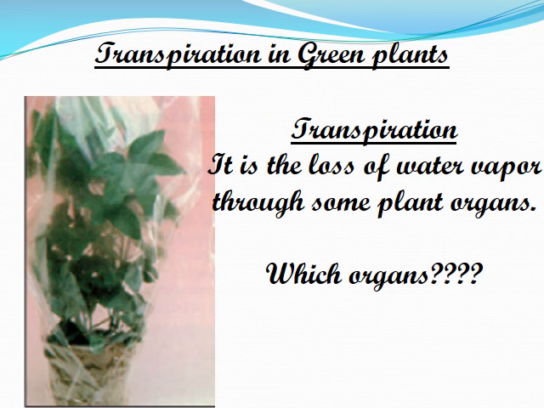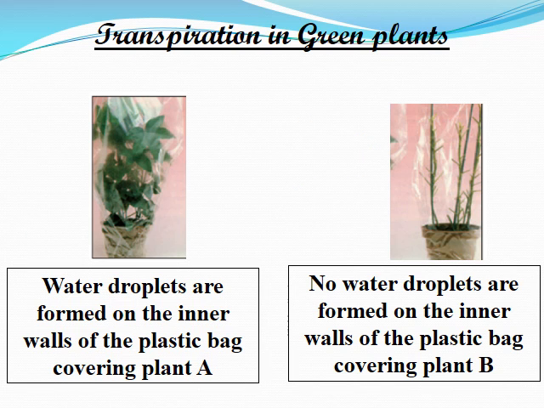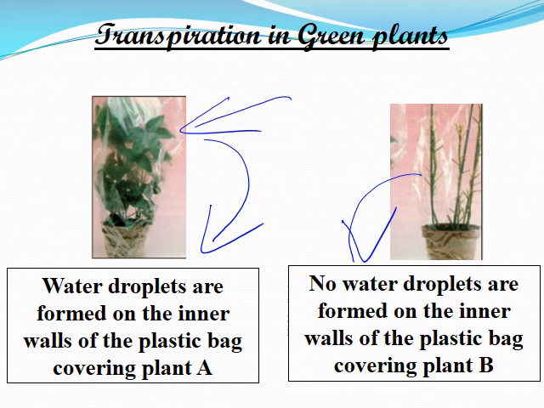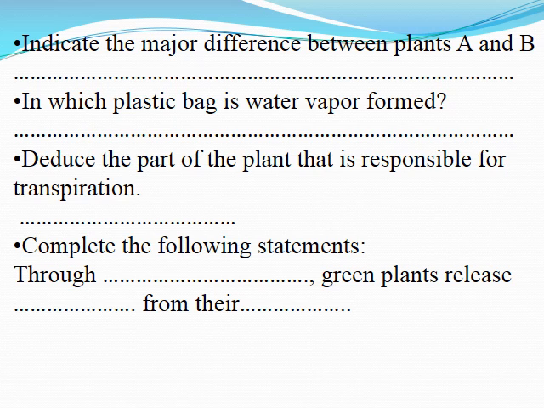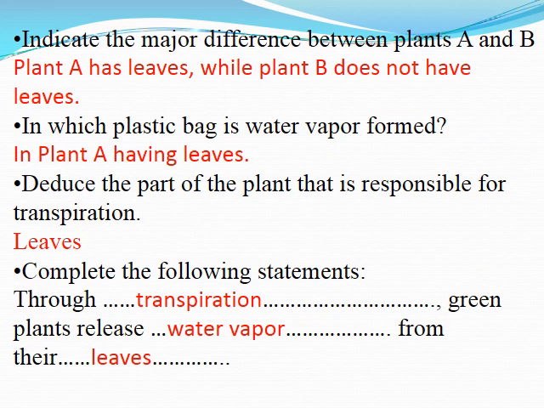Transpiration in green plants. What is transpiration? Transpiration is the loss of water vapor through some plant organs. Which organs? Let's see. In this experiment, we have two plants, a plant with leaves and the other without leaves. Water droplets are formed on the inner walls of the plastic bag covering plant A, while no water droplets are formed on the inner wall of the plastic covering plant B, meaning that the leaves are the structure responsible for transpiration. Major difference: leaves and the absence of leaves.